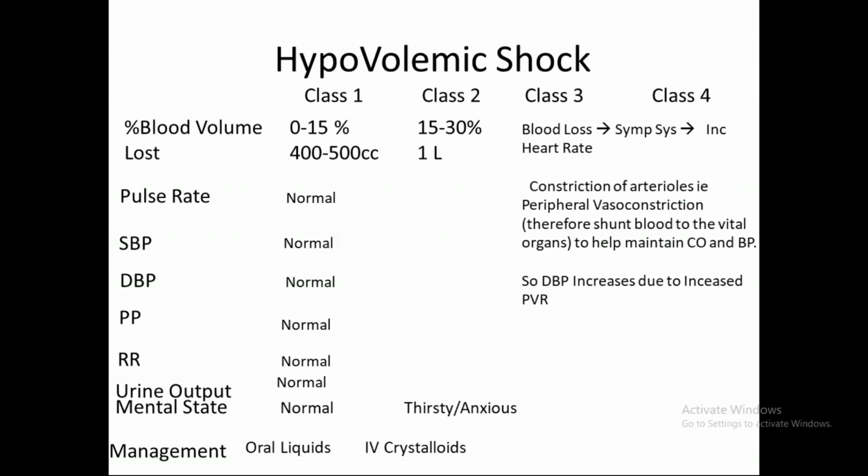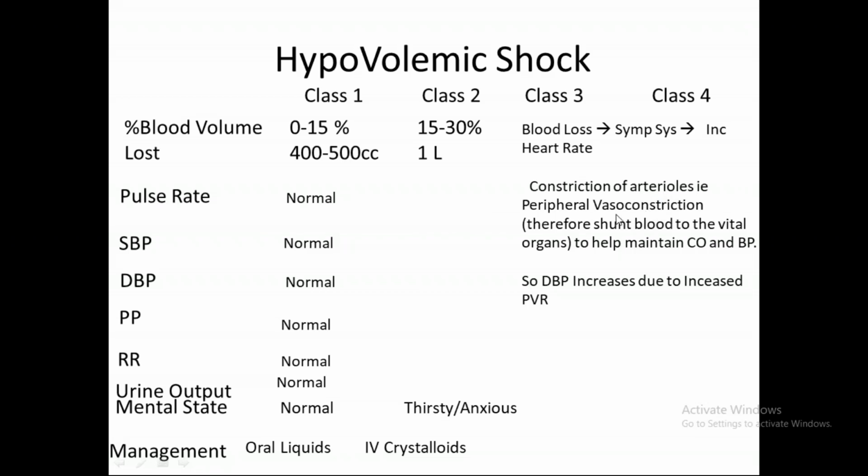Class 2 shock is the one which has a 15 to 30 percent blood volume loss, or 1 liter of blood volume loss, right? So basically what happens is the blood will be lost. This I have already told you. This will activate the sympathetic system, which will increase the heart rate, so the peripheral pulse rate will increase. There will be constriction of the peripheral arterioles, so there will be peripheral vasoconstriction. Again, shunting of blood into the vital organs, cold extremities.